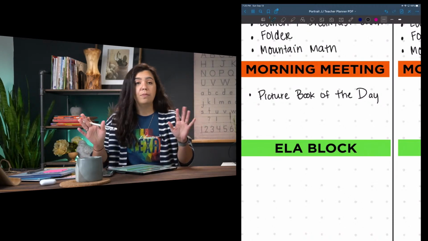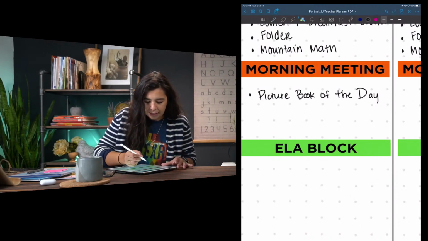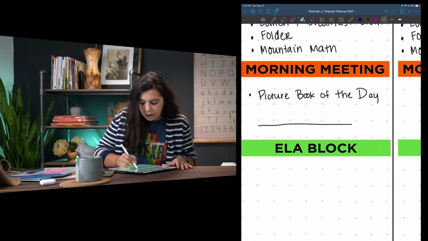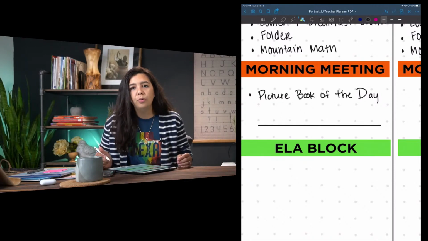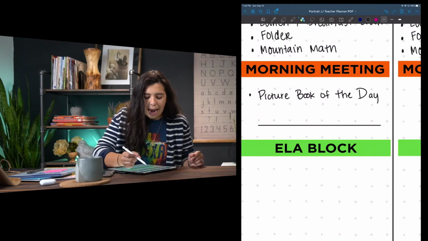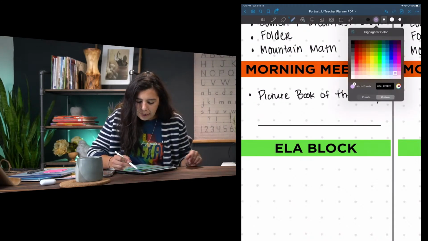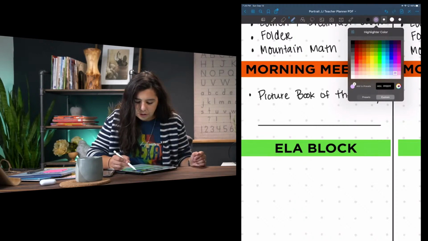So much. So what I'm going to do is I'm actually going to just write a line just to remind myself. I just use the shape tool and I can draw a line and it'll make it nice and straight. That way I remember, but I can also, which I think I am going to do, add a little bit of color here.